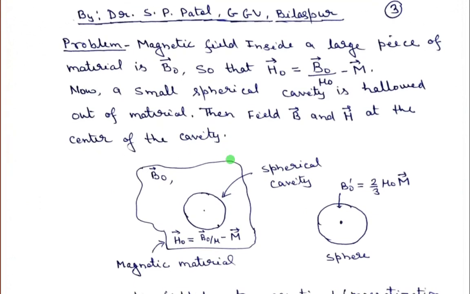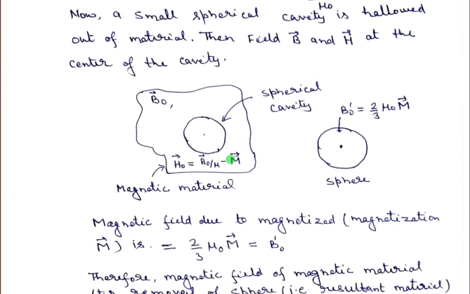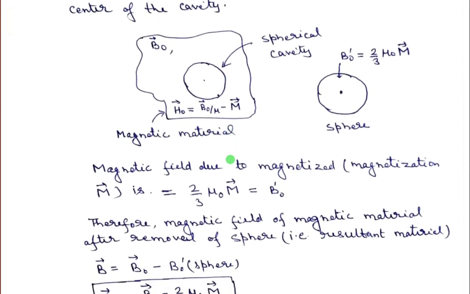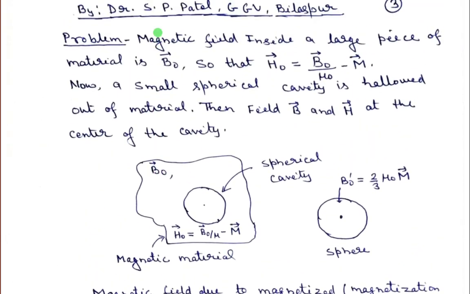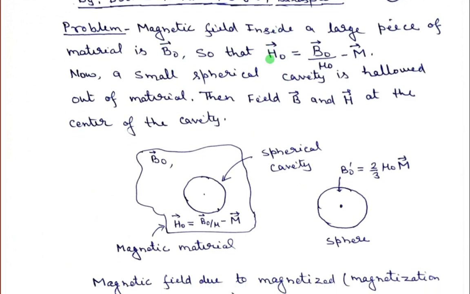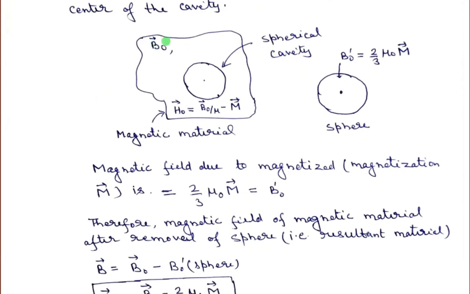It means if we draw a diagram of the problem, we are given a material. Let us assume the geometry of the material is not given in the problem. What is given? Magnetization vector M is given, magnetic field vector B0 is given, and magnetic field vector H0 is given, but the geometry of the material is not given. So let us draw an irregular geometry of our choice.